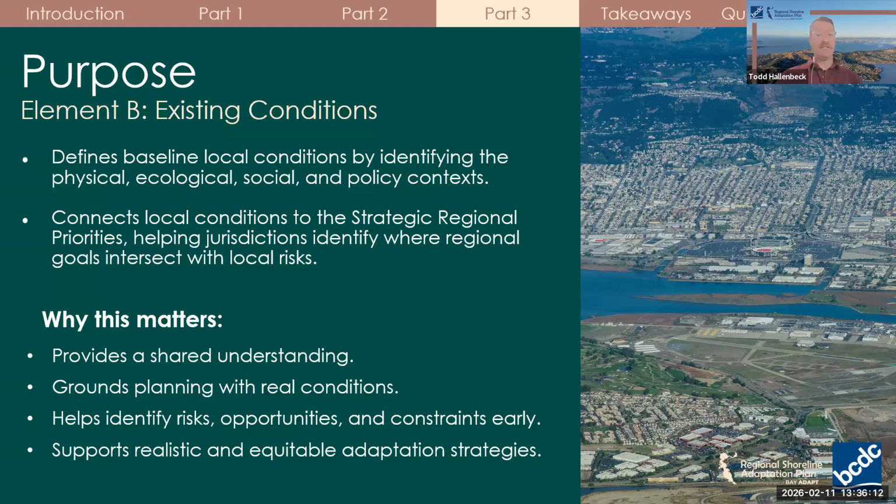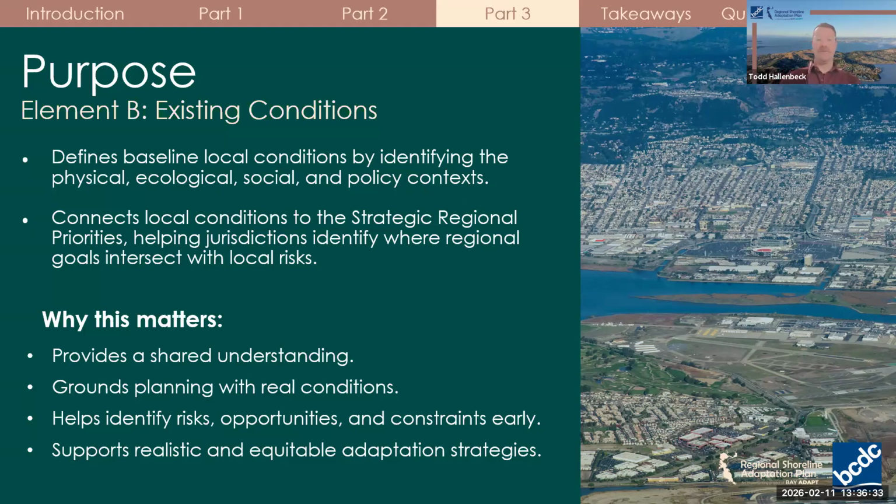Much of this information already exists in other local or regional plans, studies, and data sets that you gathered in Element A, and jurisdictions don't need to recreate this work. Relevant existing plans and analyses can be used and cited to meet Element B requirements, as long as they're clearly documented and applicable to the planning area.